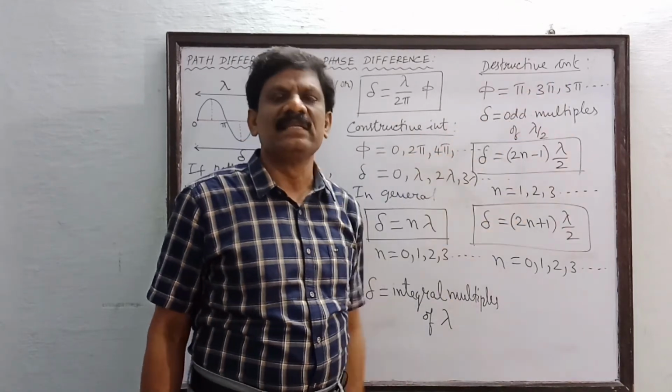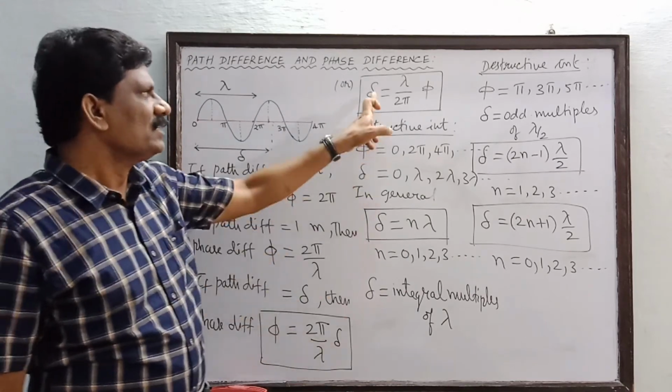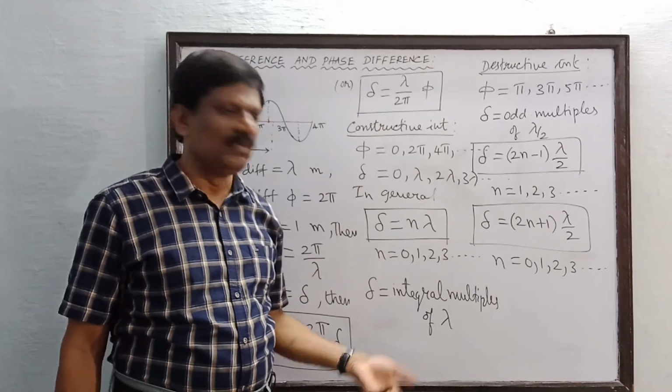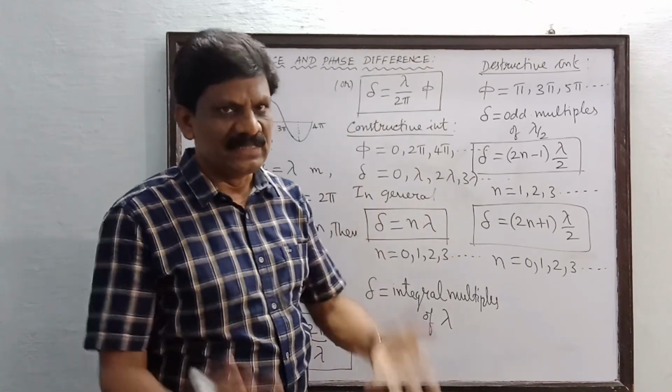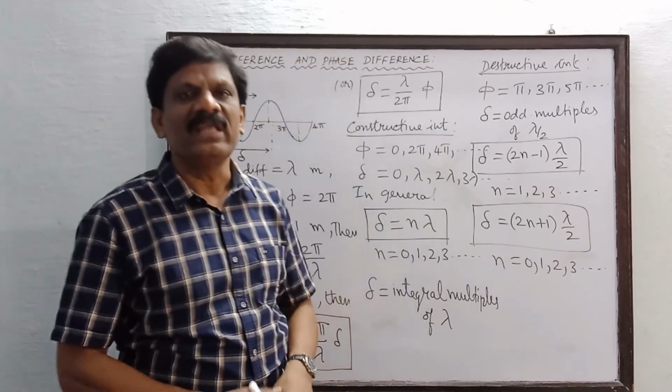Okay students, so this is the relationship between the phase difference and the path difference. So using this condition, the next topic we are going to discuss is Young's double slit experiment, which explains interference of light.